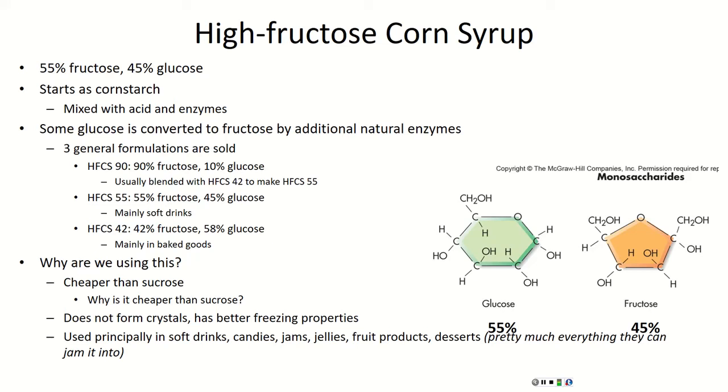It also has some other properties we like when we're baking. So for example, it doesn't form crystals, so it's got better freezing properties if we want to freeze it down. And we can find it in pretty much everything nowadays they can jam it into, like soft drinks, candies, jams, jellies, fruit products, desserts. Some people are beginning to reverse course on this, and we'll talk about that.